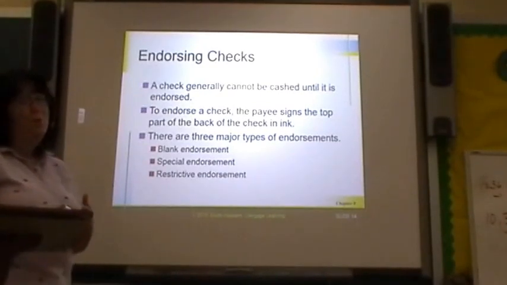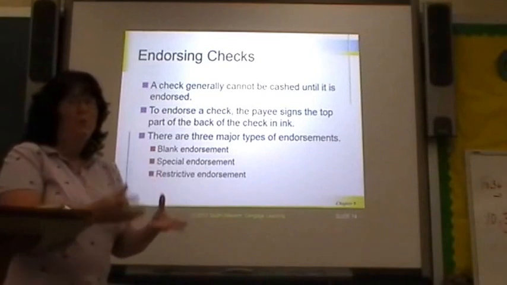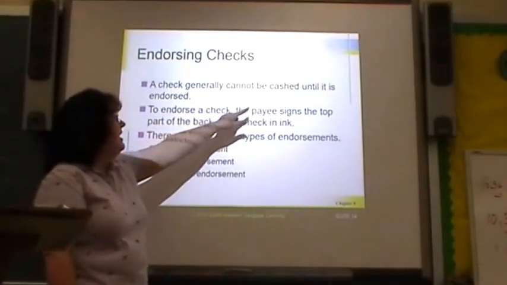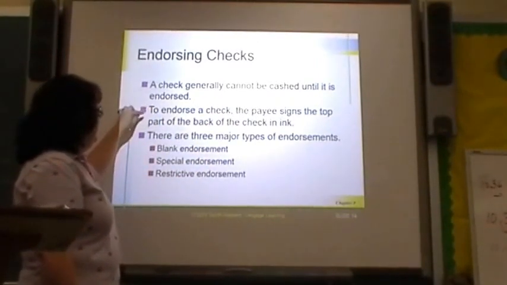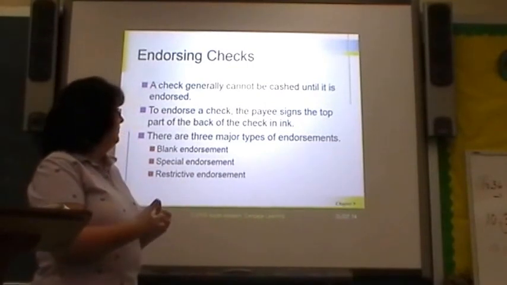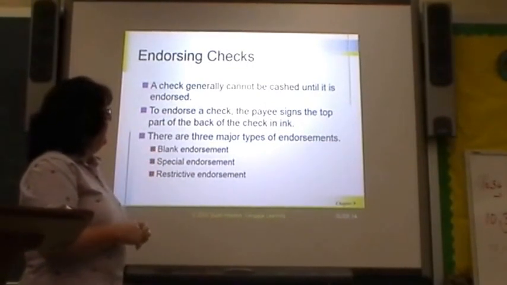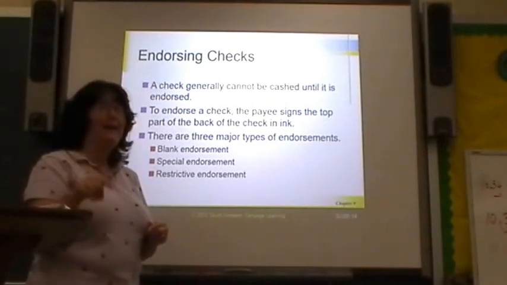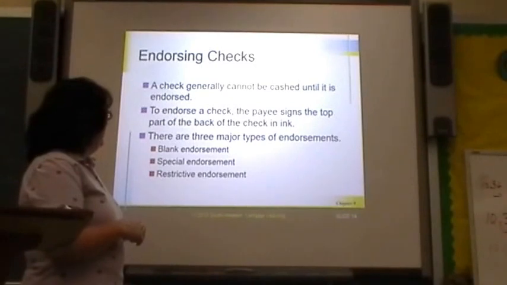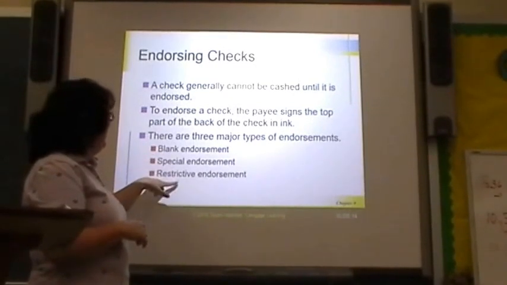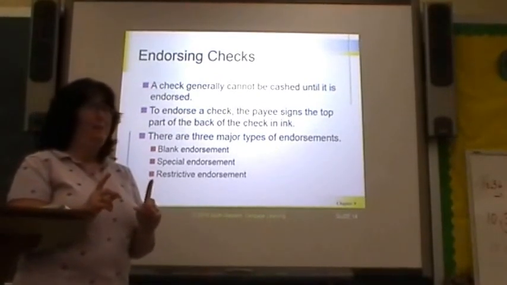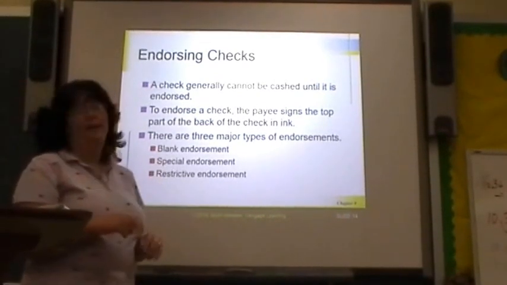Okay. When you endorse a check, you're saying, yes, go ahead and pay this. A check generally cannot be cashed until it is endorsed. To endorse a check, the payee, that means the person who's receiving the funds, signs the top part of the back of the check in ink, no using pencil. There are 3 major types of endorsements. They're blank endorsement, special endorsement, and restrictive endorsement. And you are carrying a little bit of risk when you use a blank endorsement.